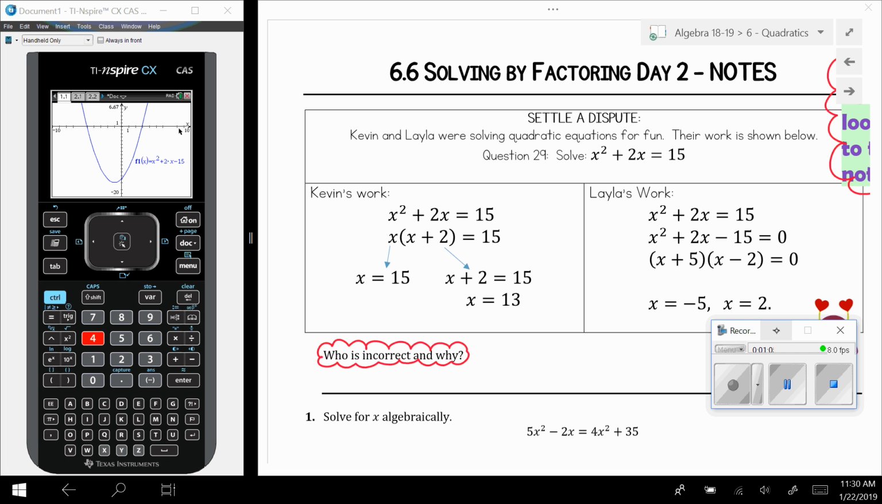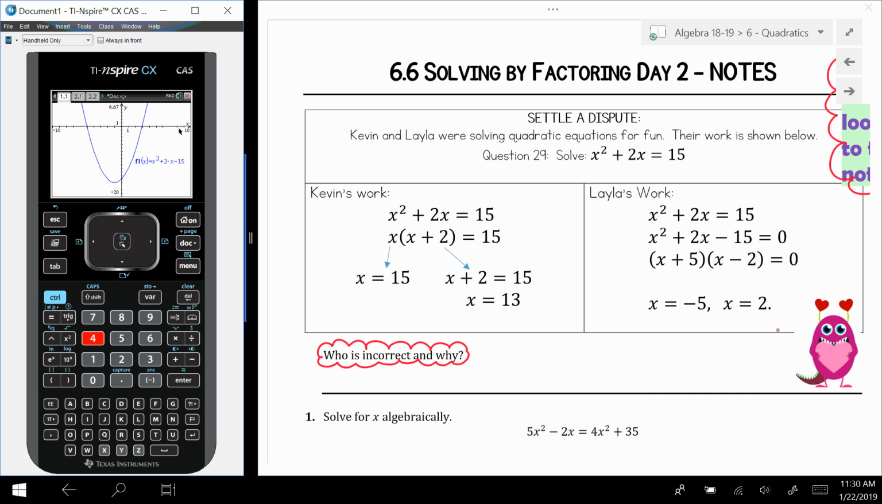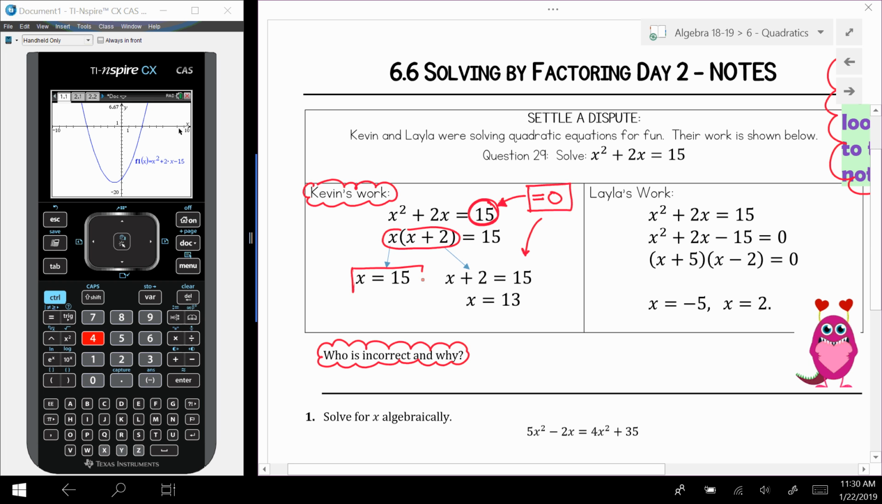All right, guys, so hopefully you put some thought into who you think is incorrect. Let's run through this. Unfortunately, Kevin is the one who did his work incorrectly. We talked about this last class. When we are solving quadratic equations, the number that you want on one of the sides is always equal to 0. Unfortunately, Kevin did not follow those steps. He factored the left-hand side and then set each piece equal to 0.